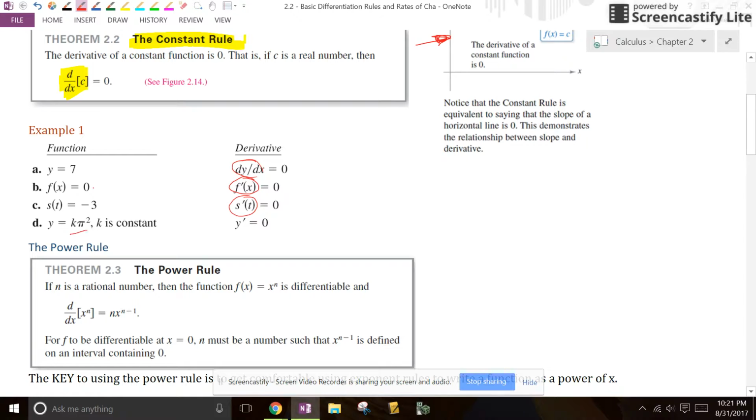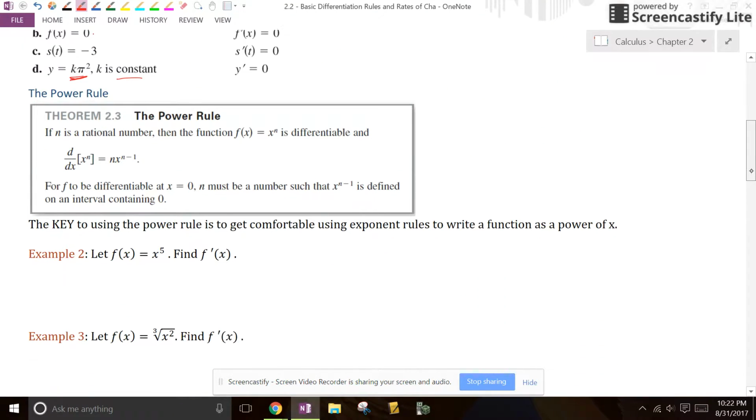And even if this is all constant, pi is just a number, that's a constant, and k is, they tell you, a constant. So guess what? y prime is 0. You can see that on every single one of these, the function was constant, and therefore the derivative was 0 every single time. And it makes sense that the slope would be 0.